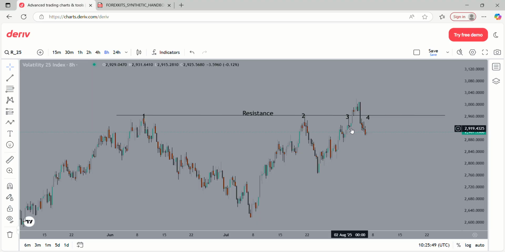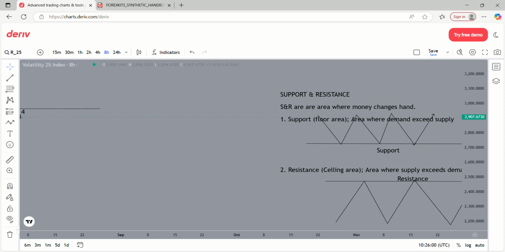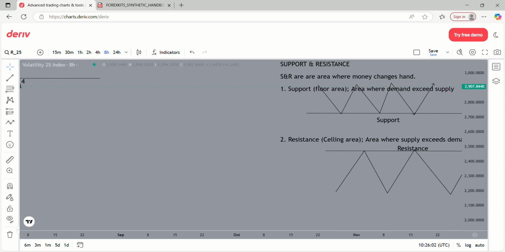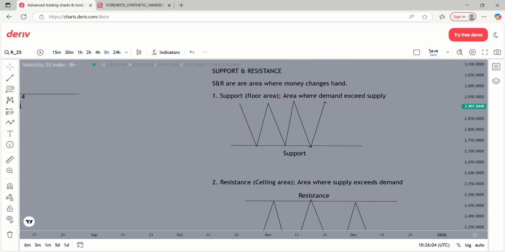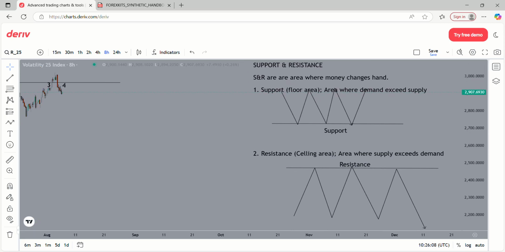Another important thing I want to let you know is that there are situations where support can turn to resistance and resistance can become support. There are situations where support can become resistance and resistance can become support, and that is linked to what we call breakout.